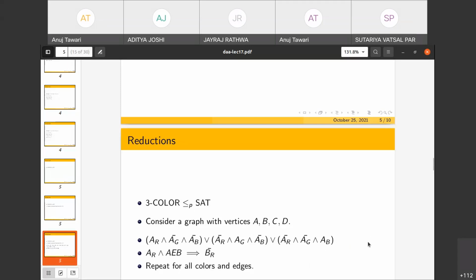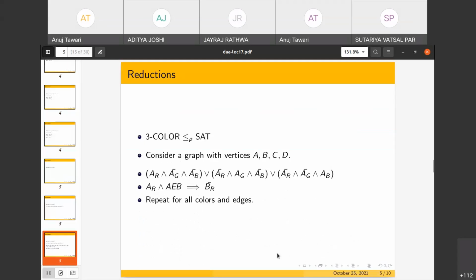So what's the total number of clauses? That is 3 times n, if n is the total number of vertices here. And for every color, you have two clauses corresponding to every edge. There are three colors, so there are totally 6 clauses corresponding to every edge. So if there are m edges, you will have totally 6m, and here we had 3n. So 3n plus 6m such clauses we have. So it's just a polynomial number of clauses, and hence it is a polynomial time reduction.